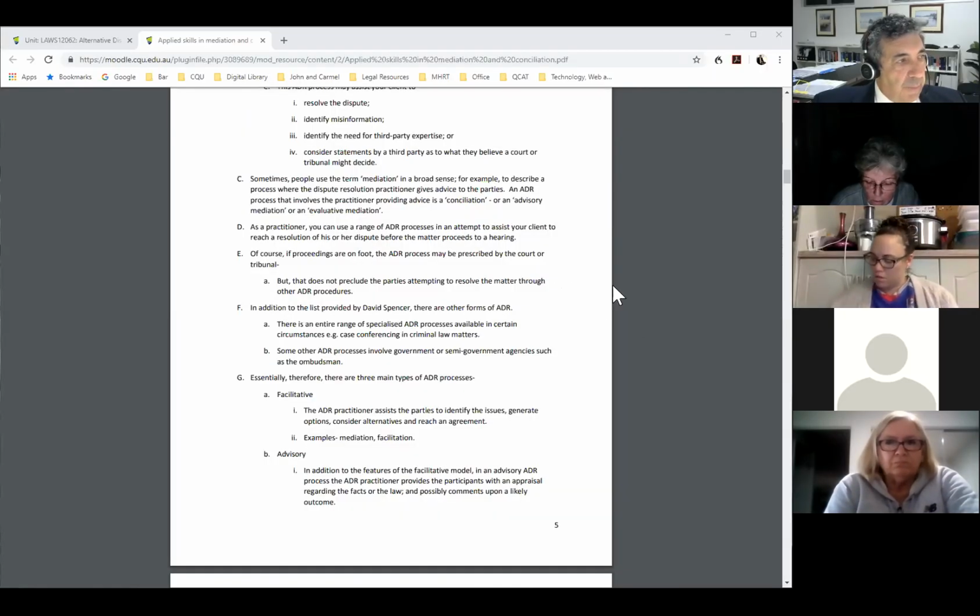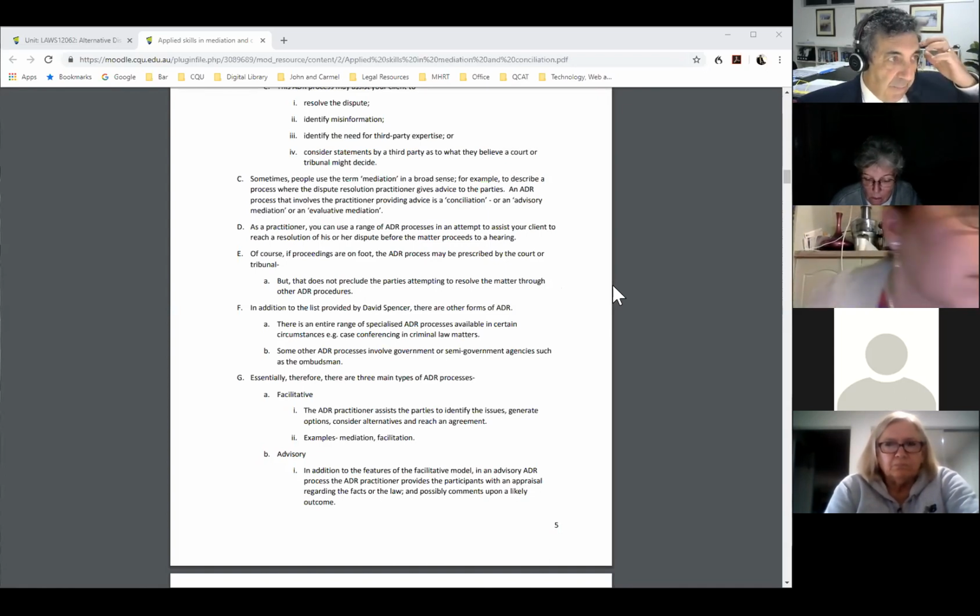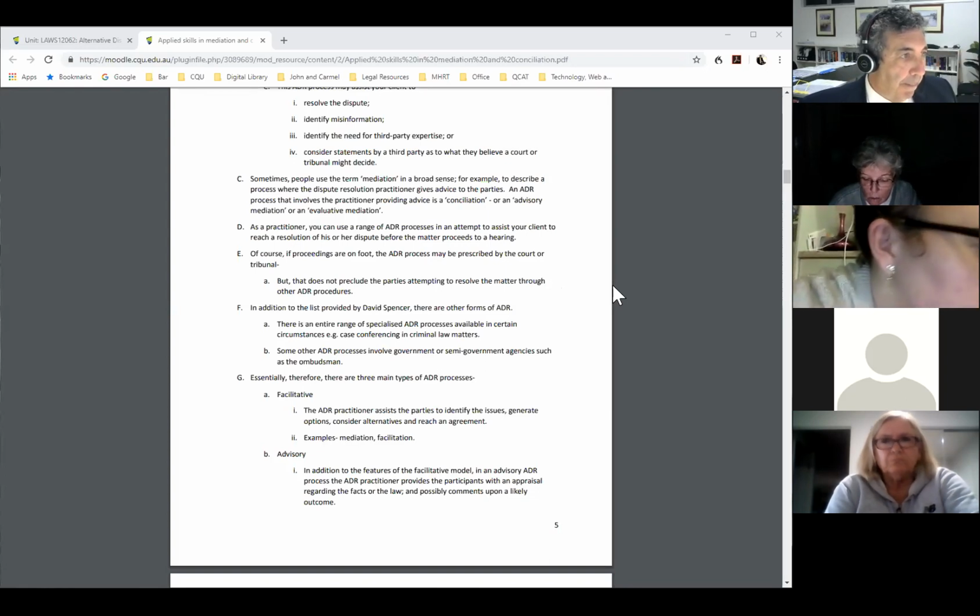So as a practitioner, you can use a range of ADR processes. And E, if the proceedings are on foot, meaning that they have started, the ADR process may be prescribed by the court or tribunal, but that doesn't preclude the parties attempting to resolve the matter through other ADR processes. That's often overlooked. People forget that they can remain creative during this process.